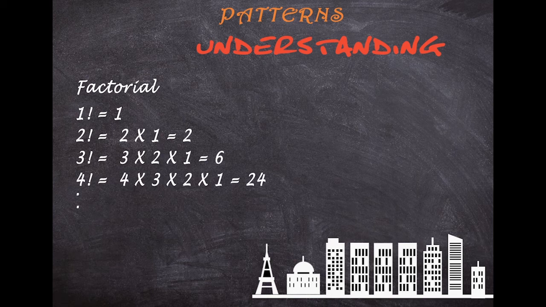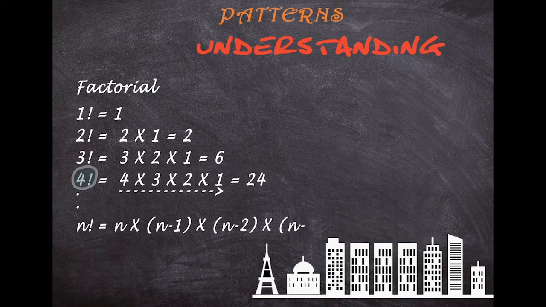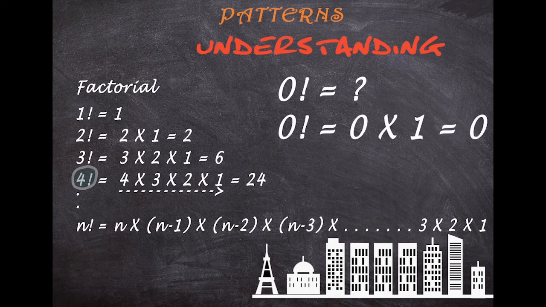So the basic pattern here is that if you need to find the factorial of a certain number, you keep multiplying the number by one less than it till you reach the last number, which is 1. For example, the factorial of n will be n multiplied by n minus 1, n minus 2, n minus 3, and so on till you reach 1. But hang on a minute, what is 0 factorial? If you multiply 0 by 1, you will get 0, which means the factorial of 0 must be 0.